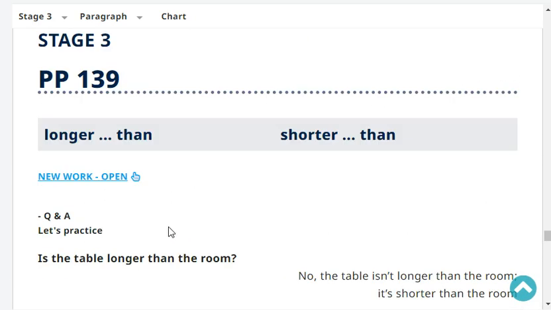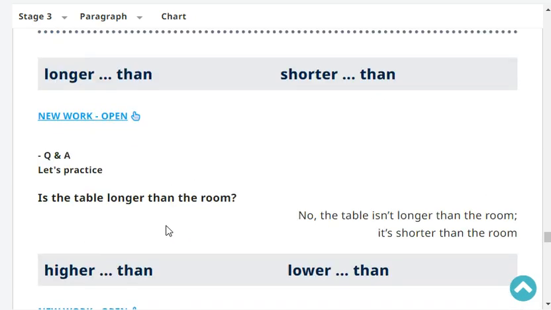Very good. Okay. Is the table longer than the room? No, the table isn't longer than the room. It's shorter than the room.